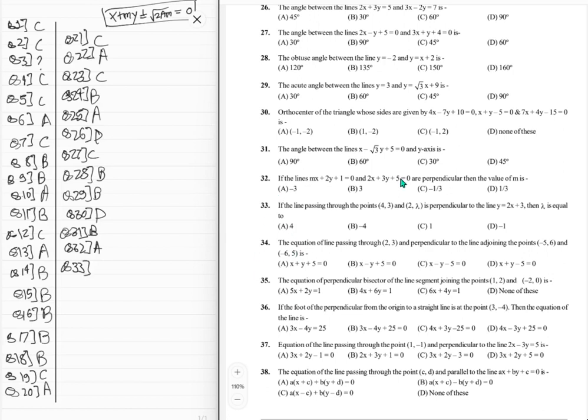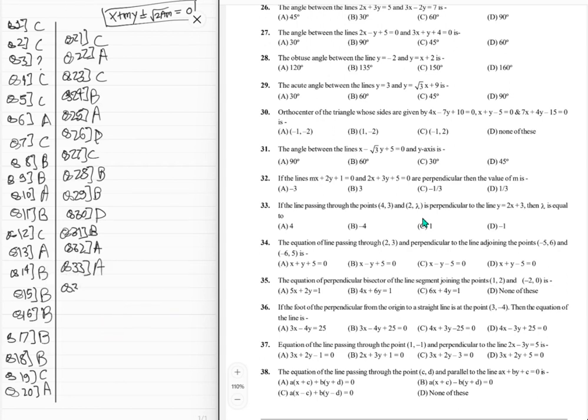If the line passing through these two points is perpendicular to the line y equal to 2x plus 3, then lambda is... So this has slope 2. This should have slope negative 1 upon 2. So negative 1 upon 2 is lambda minus 3 upon 2 minus 4, which is negative 2. So lambda minus 3 is just 1, and lambda is just 4. A is the option. Okay, next question.